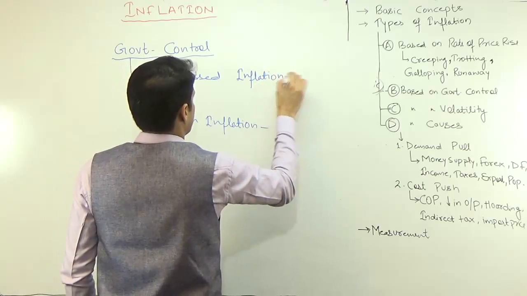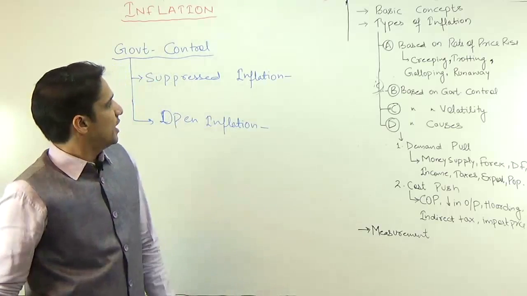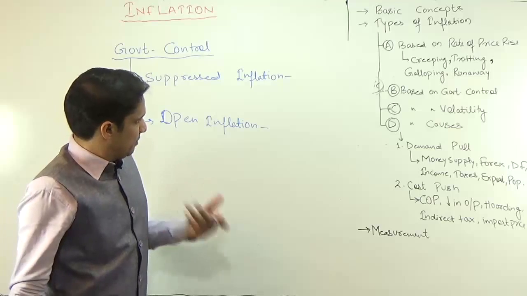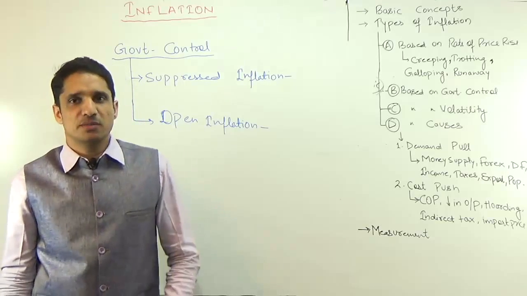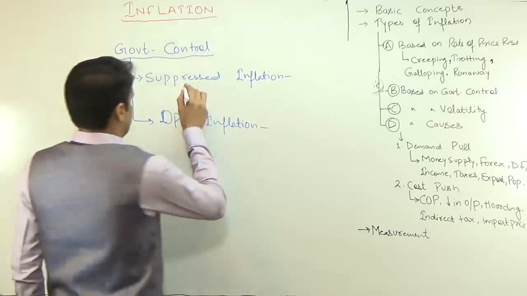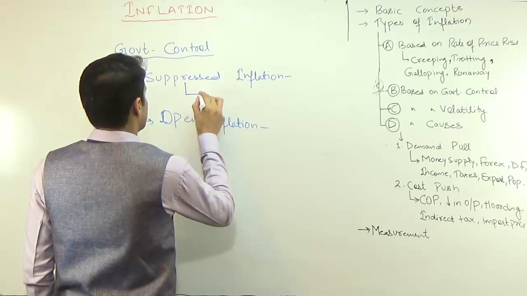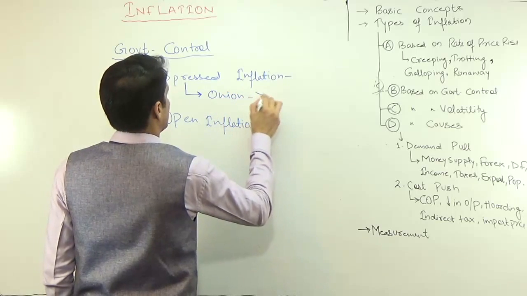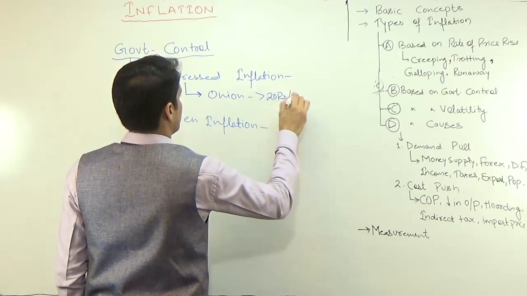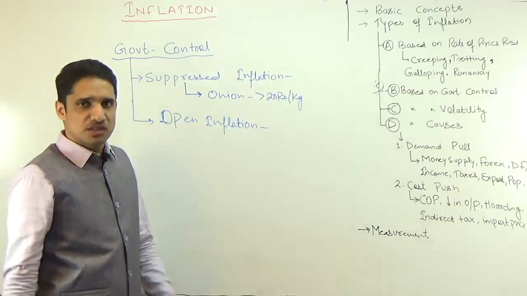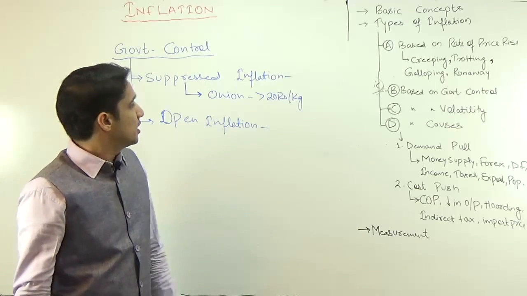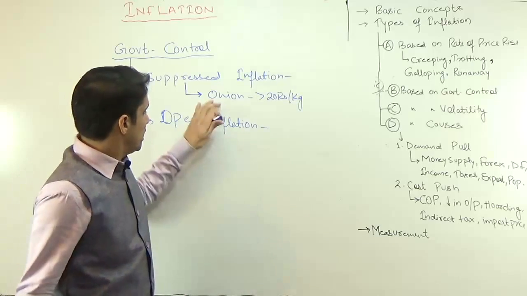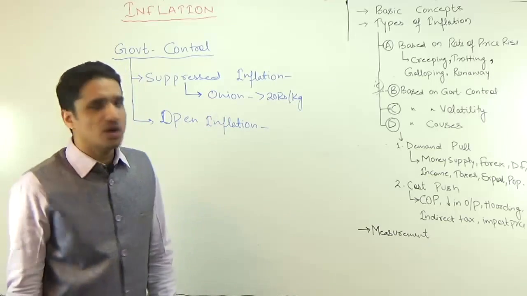Suppressed inflation is when there is very high demand in the economy, but due to intervention of the government, that demand is not in the market. For example, if tomorrow the government decides nobody can sell onion for more than 20 rupees per kg, this is known as ceiling. The government fixed the ceiling price, that above 20 rupees, nobody can sell onion in India. And in case of open inflation, there is no such intervention of the government.